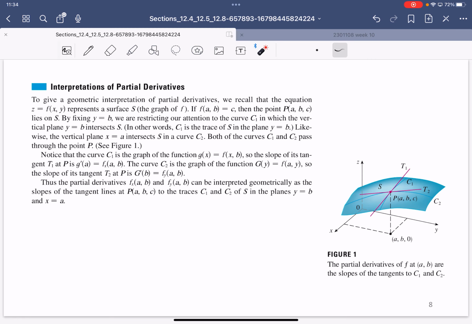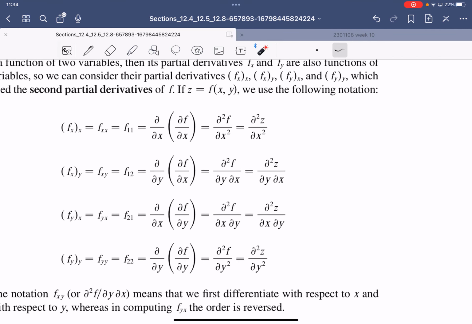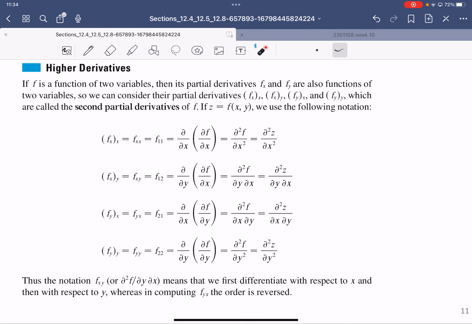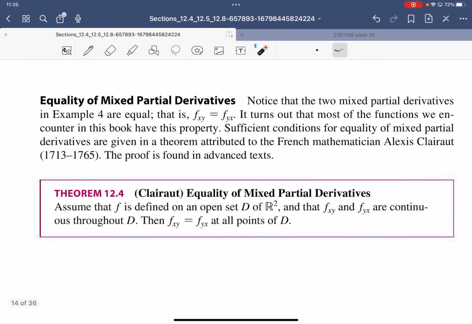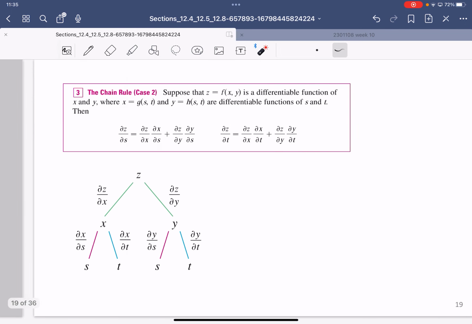The next part is the interpretation of partial derivatives, which we're going to come back to on Wednesday. That's the thing you're going to learn about, how to interpret derivatives. And then the next part we're going to learn is higher-order derivatives, where you can differentiate one more time if you want to. It's called a second-order partial derivative and so on. And then we're going to learn the chain rule after, which is the chain rule in 2 dimensions.